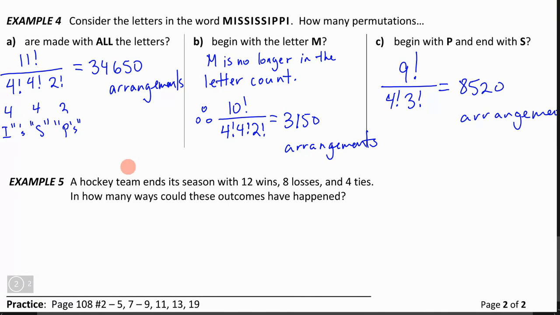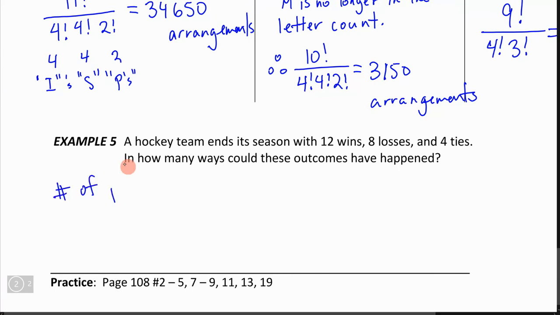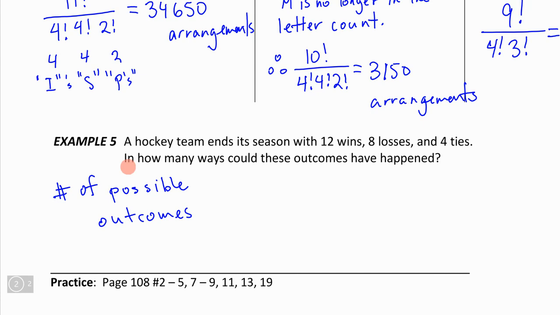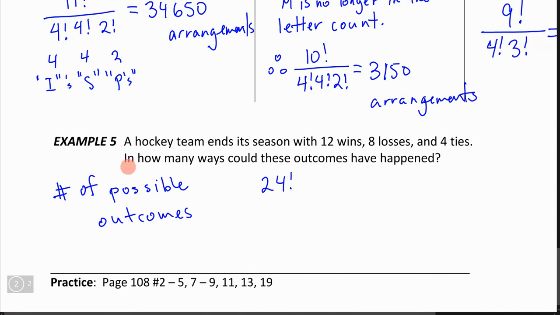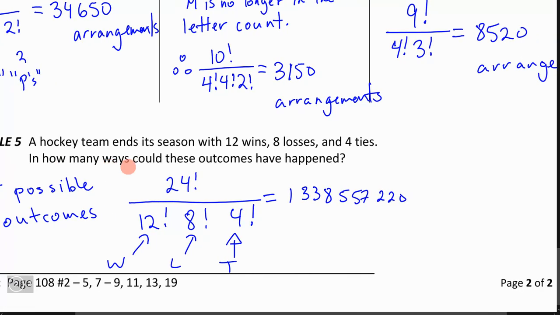Example number 5, a hockey team ends its season with 12 wins, 8 losses, and 4 ties. In how many ways could these outcomes have happened? So the number of possible outcomes. So we have 12 plus 8 plus 4, so that's 24 possible outcomes, so 24 factorial ways to arrange those wins, losses, and ties. But because we have repeating items here, we have to do 12 factorial for the wins, and then we have 8 factorial for the losses, and we have 4 factorial for the ties, giving us still a fairly large number, 1,338,557,220 possible ways these outcomes could have occurred.